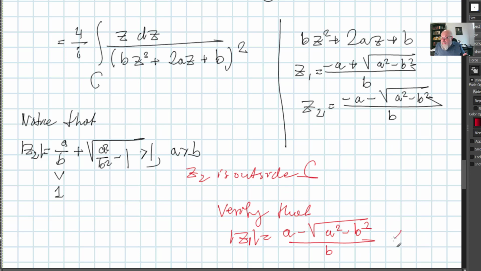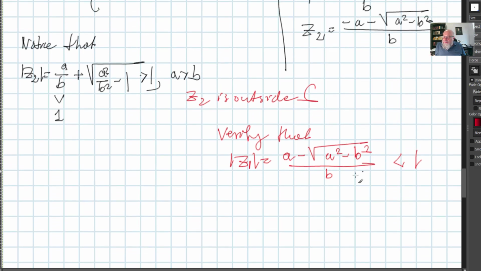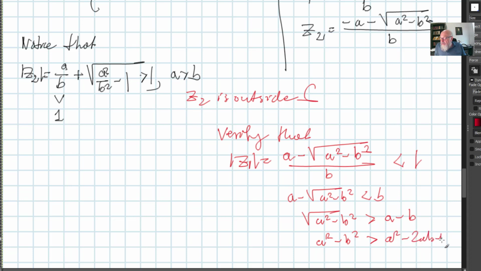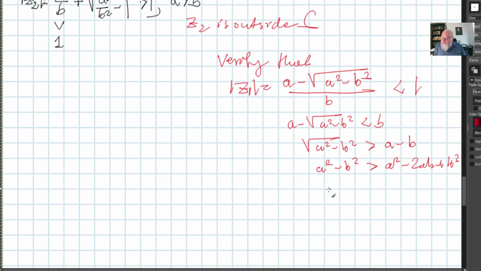And you just do it as follows. So that means this is equivalent to a minus the square root of a squared minus b squared smaller than b, and that one is equivalent to a squared minus b squared larger than a minus b, and that one is a squared minus b squared is larger than a squared minus 2ab plus b squared, and that one gives you, cancel something, so this cancels, and you are getting that 2ab is larger than 2b squared, which is actually the assumption that a is larger than b. So yes, indeed, it is.